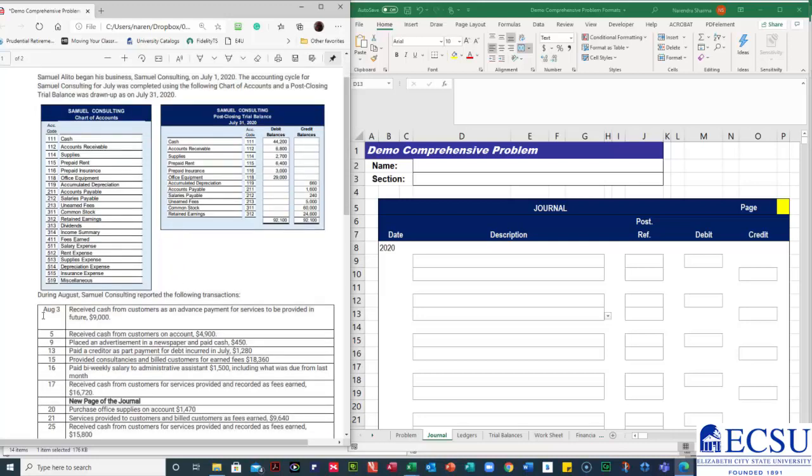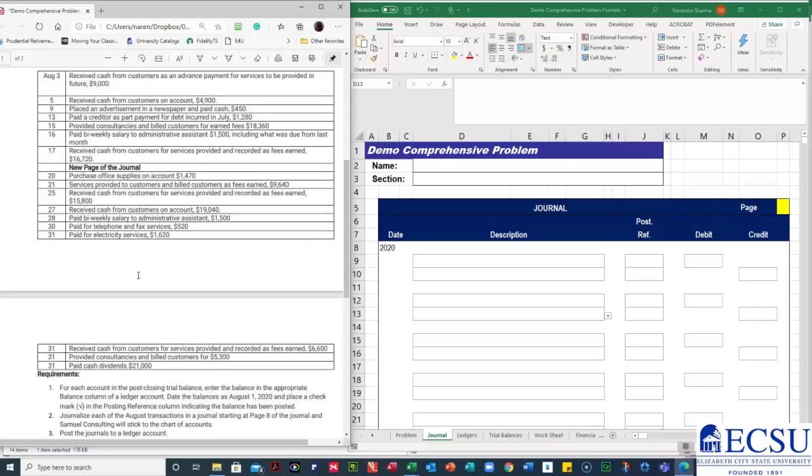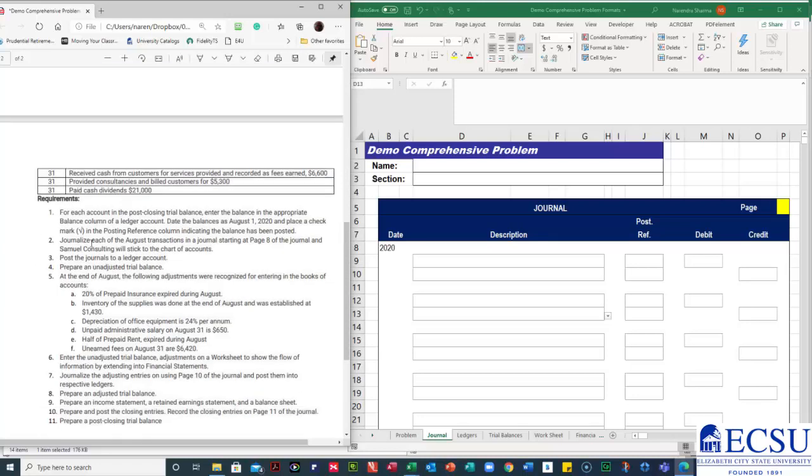Then, what we are told is during August, Samuel Consulting reported the following transactions. So, we have the rest of the transactions, and then at the end, we are given the requirements. For each account in the post closing trial balance, enter the balance in the appropriate columns of the ledger account. So, that is a date, the balance is August 1st, and place a check mark in the posting reference column indicating the balance has been posted. So that's what we're going to do.